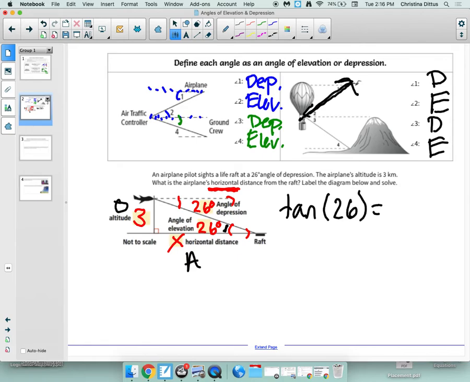And if I'm looking at TOA, what's going on top? Opposite or adjacent? Opposite. Opposite's going on top. So my 3 is on top. On bottom is my x. 26 is a degree measure. Alright, put in your calculator the tan of 26.